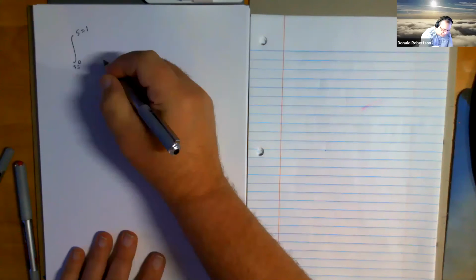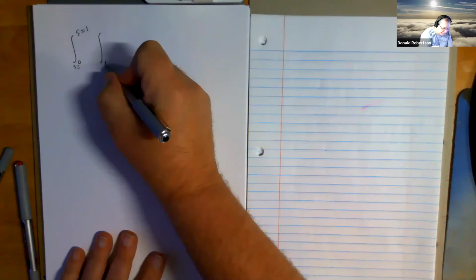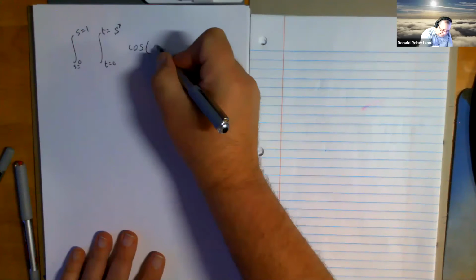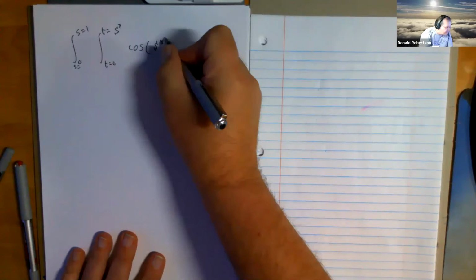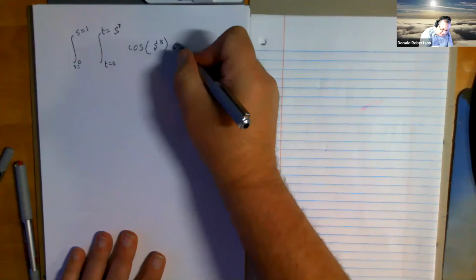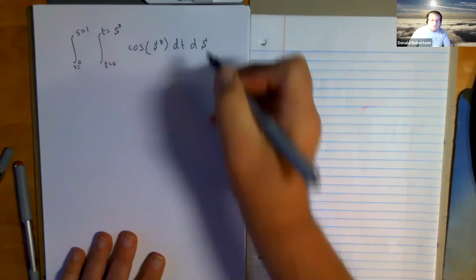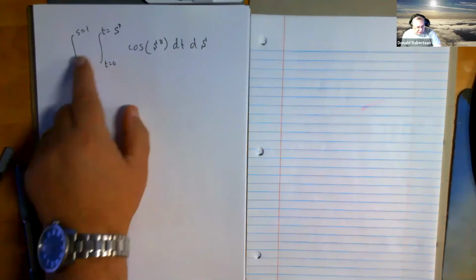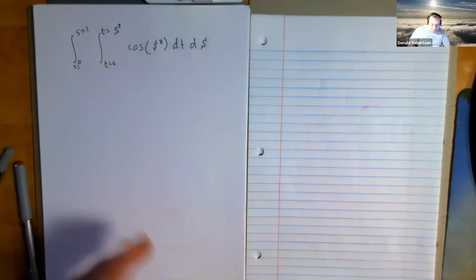S equals 0 to s equals 1 of the integral of t equals 0 to t equals s to the 7, and the function is the cosine of s to the 8, dt ds. Right, so you didn't need to create this. The question basically did it. The only difference between me and the textbook is the textbook just says 0, s to the 7 and 0, 1. I like to put in the labels.